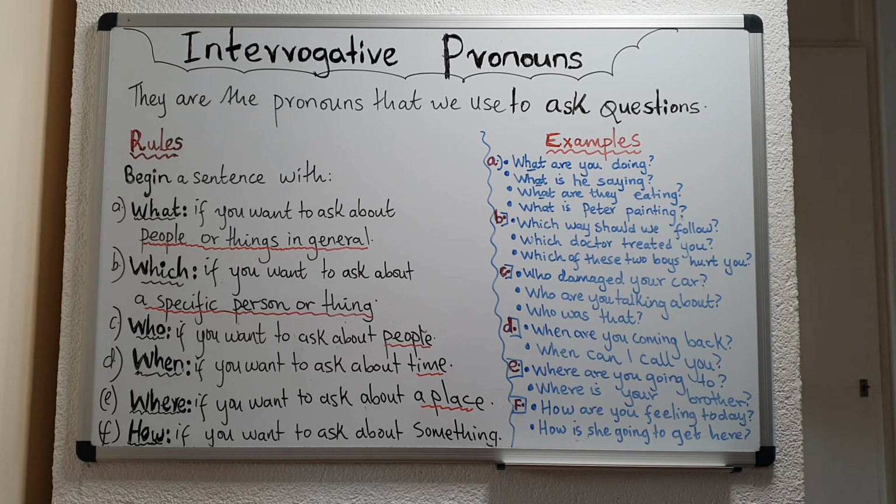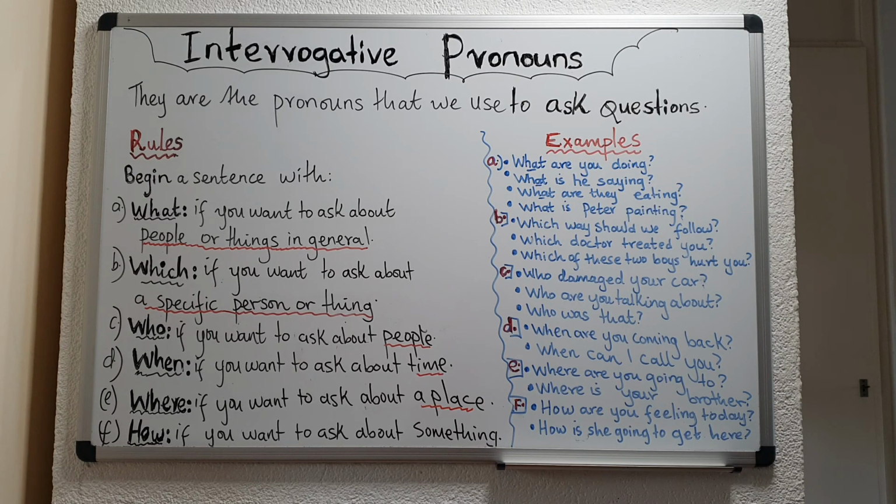Use what if you want to ask about people or things in general. Use which if you want to ask about a specific person or a thing. Use who if you want to ask about people. Use when if you want to ask about time. And use where if you want to ask about a place. And finally, use how if you want to ask about something.